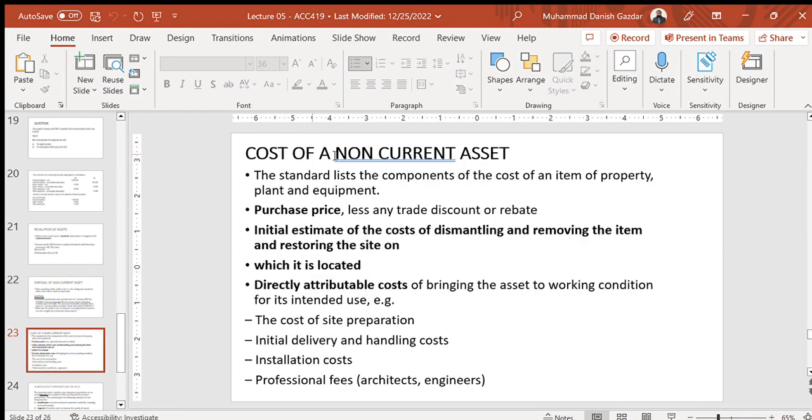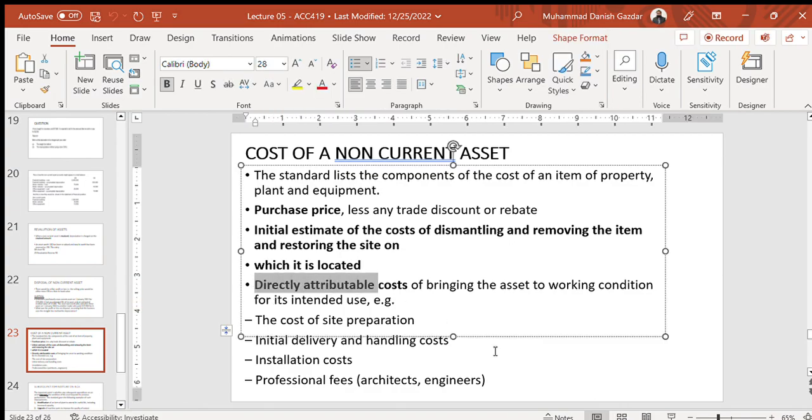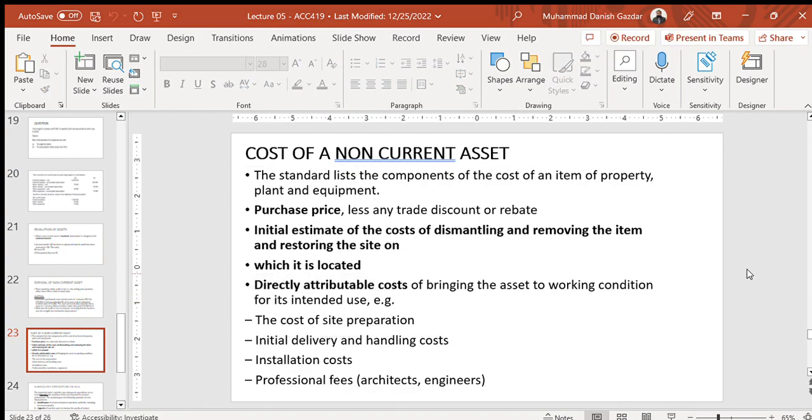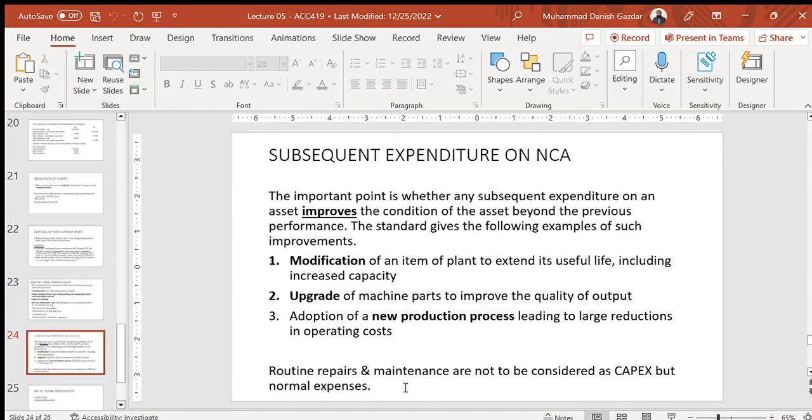Now the cost of an asset actually includes these items, which is the purchase price. Of course, this is the price for which you bought that asset. Then the initial estimate of the cost of dismantling and removing the item and restoring the site. Then directly attributable costs, which means those costs which are directly considered and are necessary to bring the asset into working condition. These are the site preparation cost, initial delivery, installation, and professional fees. All of these become part of the cost of the asset.